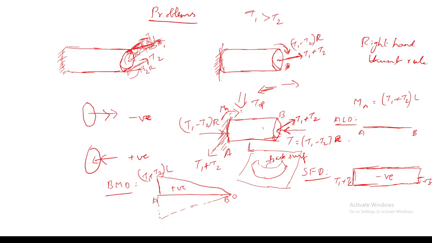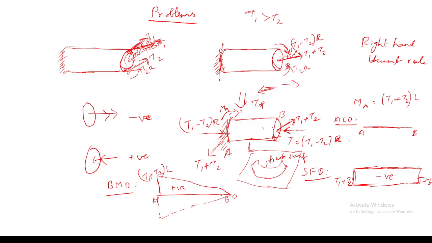So my force T1 plus T2 will be along this. I will have T1 into R from this direction, and T2 into R from this direction. So the net effect will be (T1 minus T2) into R along this direction, since T1 is greater than T2. So T1 minus T2 into R is the net torsional moment, the net twisting couple or net torsion.